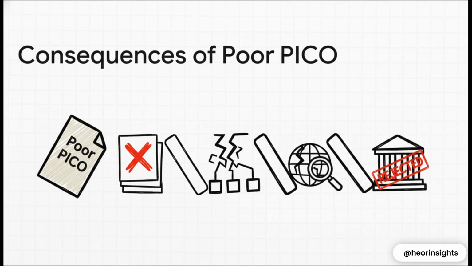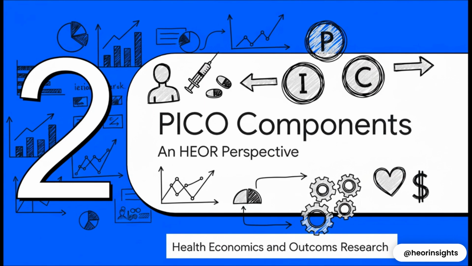Now, a poorly defined PICO is not a minor error. It leads to critical failures across the entire evidence generation lifecycle. These failures can jeopardize market access and, frankly, can render years of clinical development commercially valueless in a specific market. Next, we will examine each component of the PICO framework from a specific health economics and outcomes research perspective. Understanding these nuances is critical for any professional working in this field.